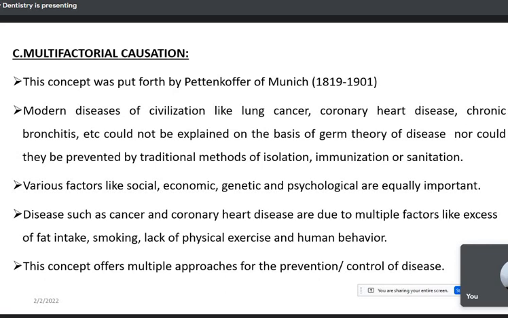Nutrition. Is nutrition the cause of cancer? Lack of nutrition? Lack of antioxidants. If you are not having the proper antioxidants in your diet, then again you can suffer from cancer. So nutrition is also one of the causes of cancer.